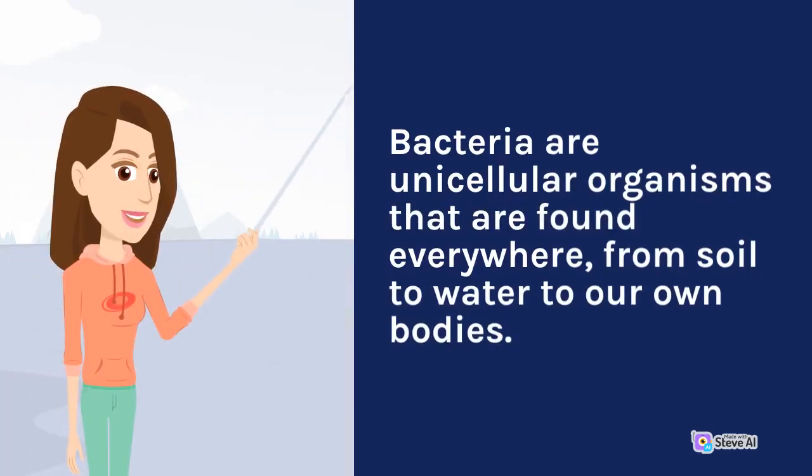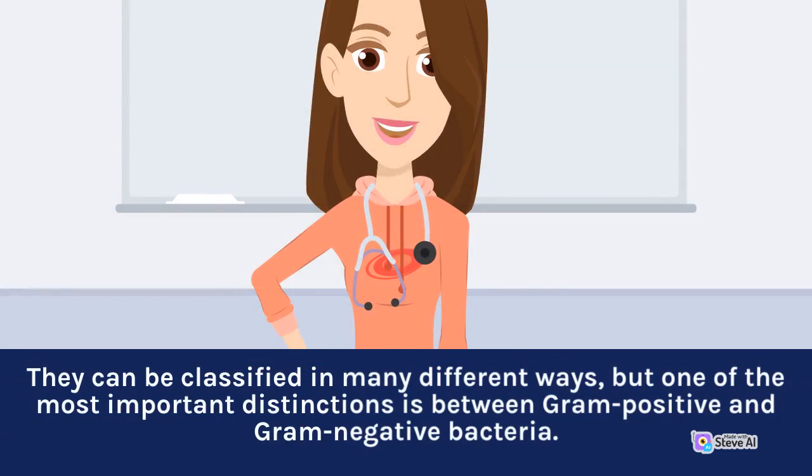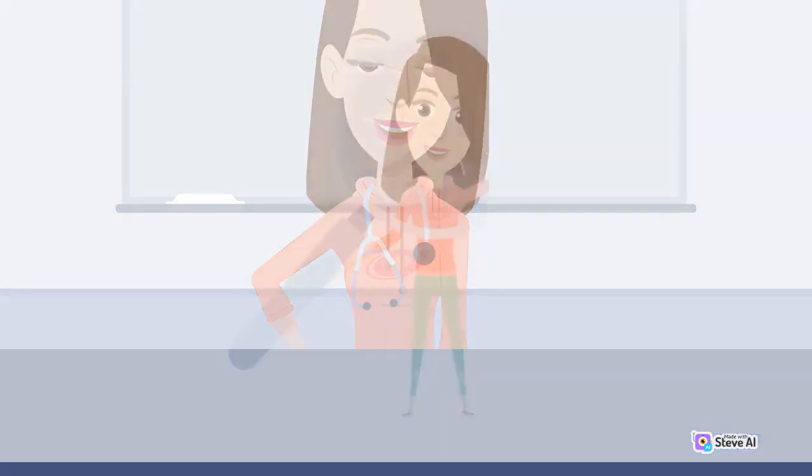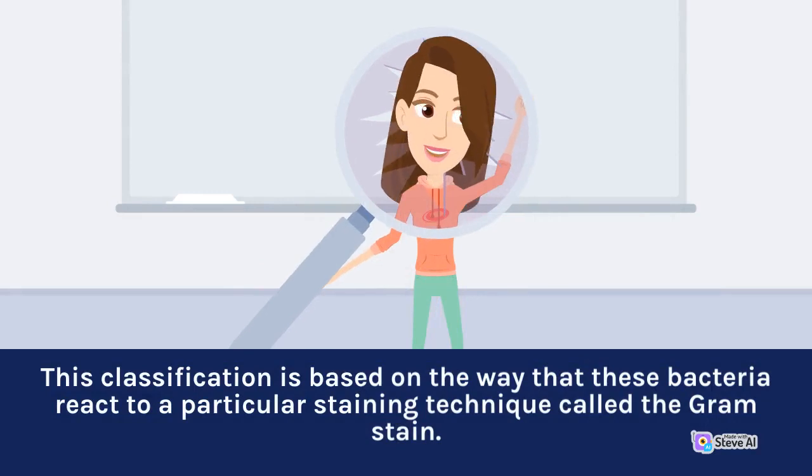Today's topic of discussion is the difference between gram-positive and gram-negative bacteria. Bacteria are unicellular organisms that are found everywhere, from soil to water to our own bodies. They can be classified in many different ways, but one of the most important distinctions is between gram-positive and gram-negative. This classification is based on the way that these bacteria react to a particular staining technique called the gram stain.